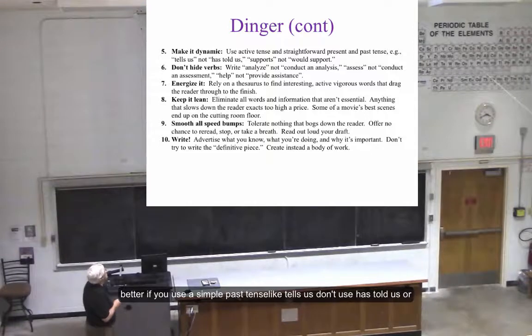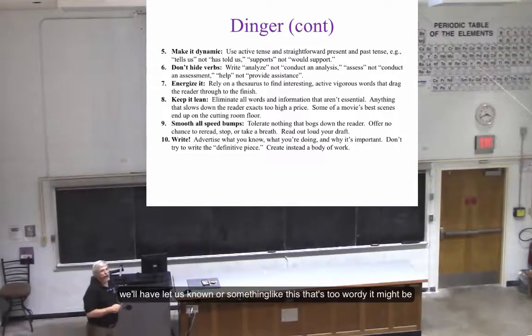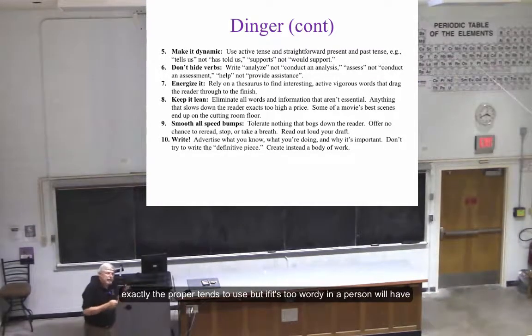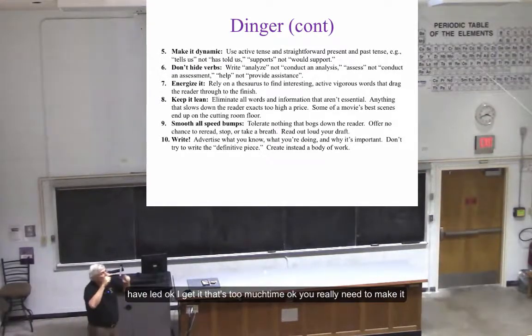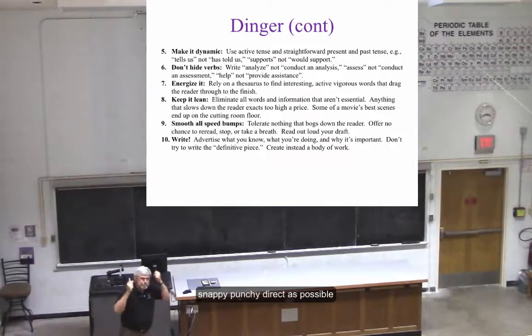And then it's much better if you use a simple past tense, like tells us. Don't use has told us, or will have let us know, or something like this. That's too wordy. It might be exactly the proper tense to use, but if it's too wordy and the person has to think, wait a minute, will have let, okay, I get it, that's too much time. You really need to make it snappy, punchy, and as direct as possible.